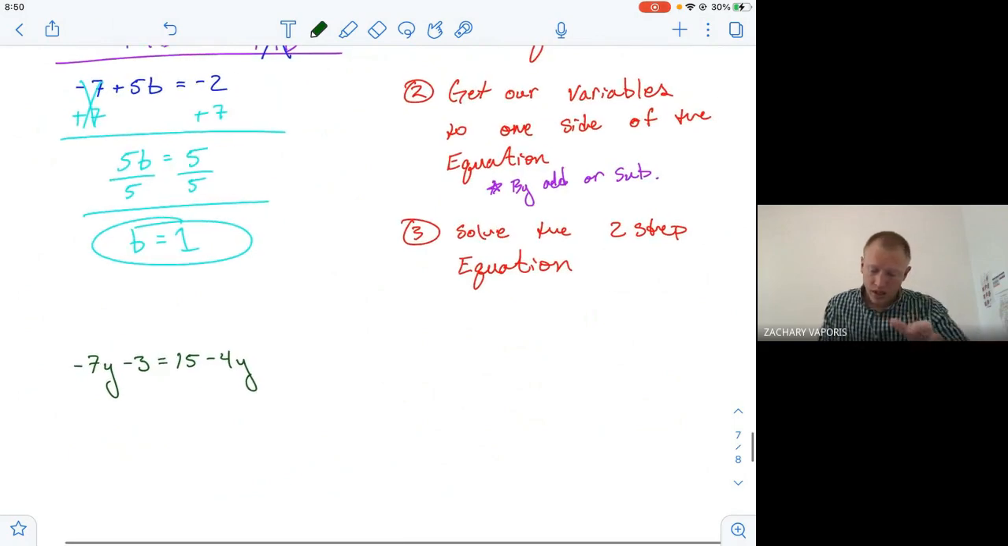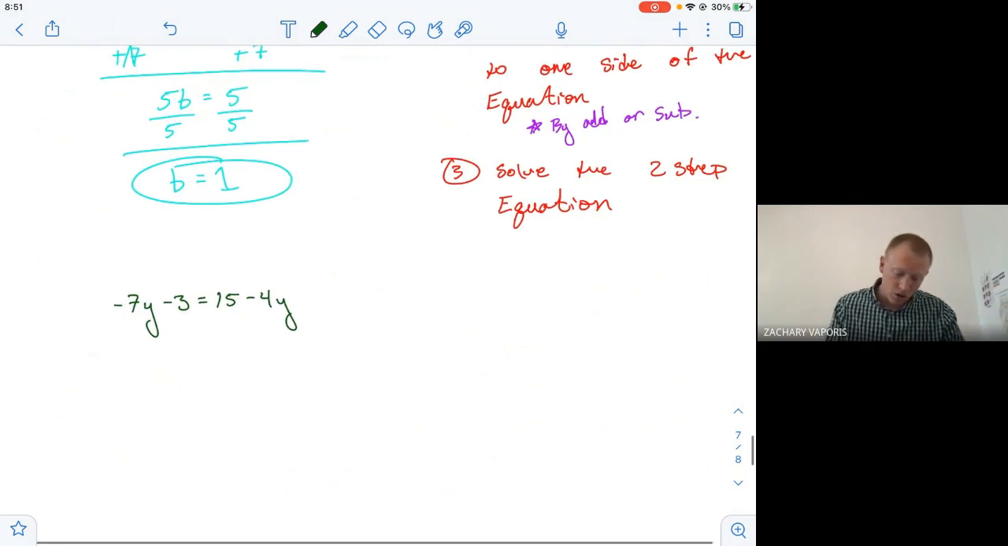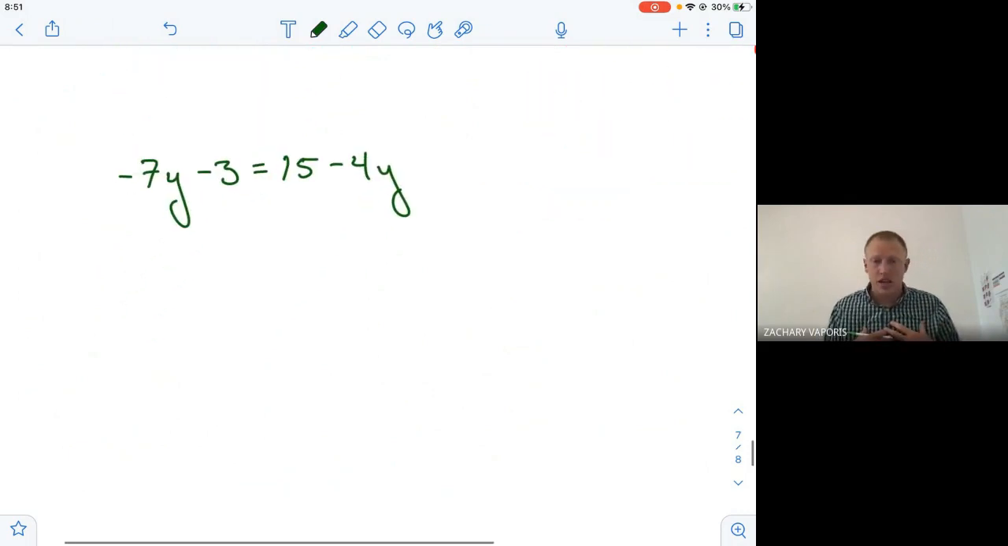Number 2, get our variables to one side of the equation, all right, by adding or subtracting. So again, what I like to do is I like to keep things positive. So if I was to add this 7y to over here, that would make it positive.